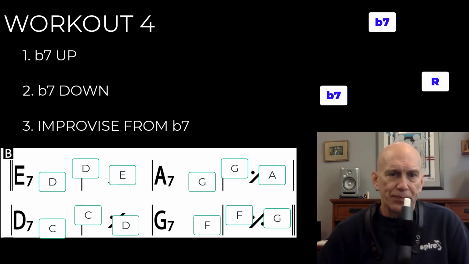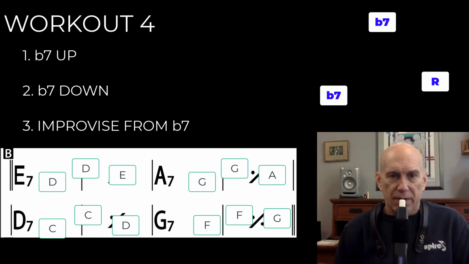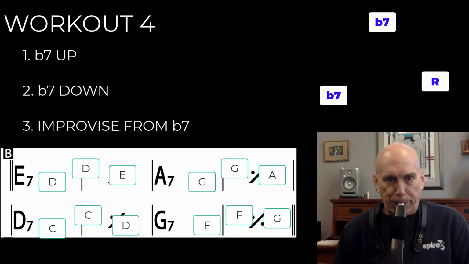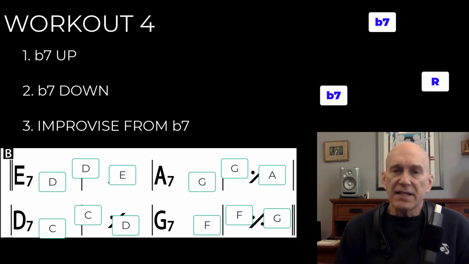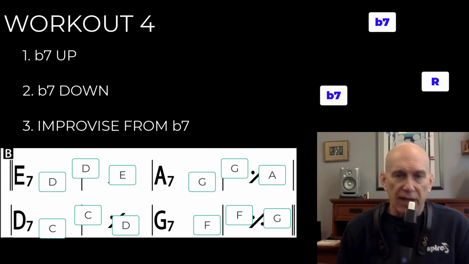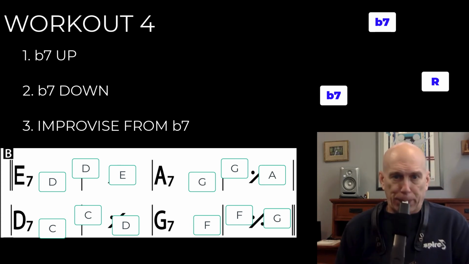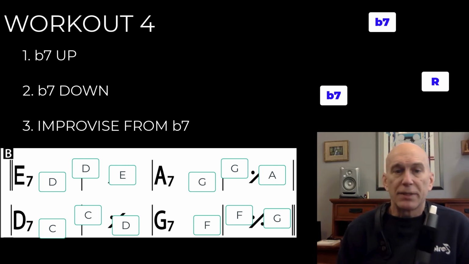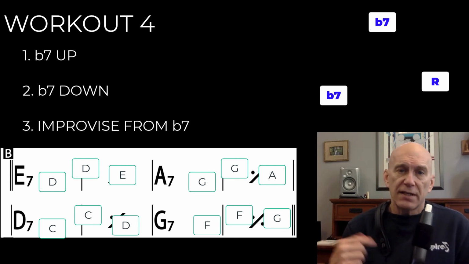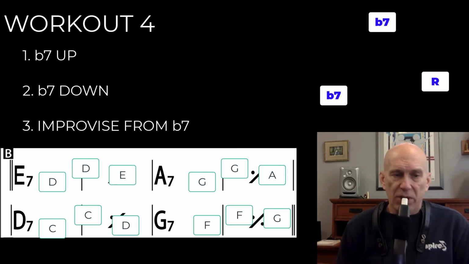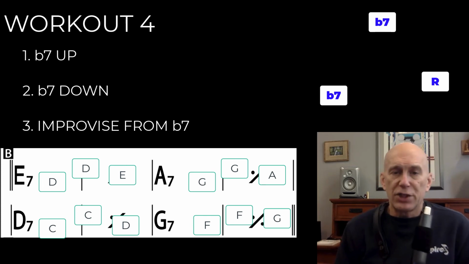Here's E, 1, 2. Then the A7 will be G to G and back down to A. Then it'll be over the D7, C to C and back down to D. And now we're going to play over the G7, F to F and back down to G.